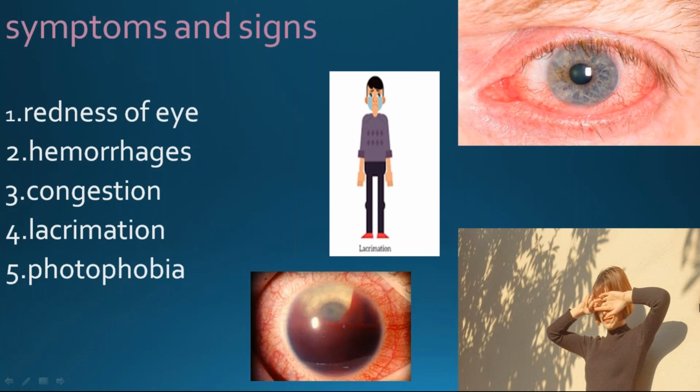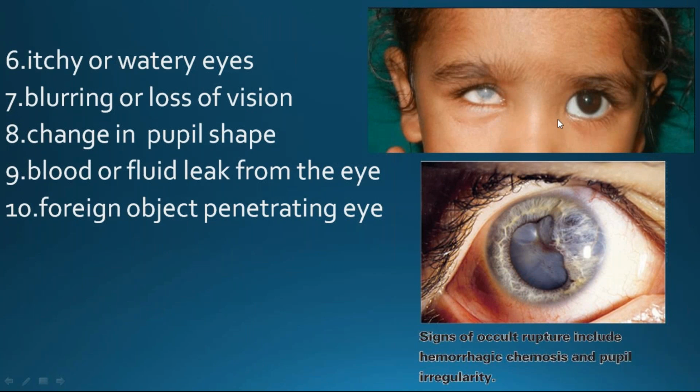This is hyphema. This is photophobia. This is lacrimation or watering. This is the congestion, conjunctival congestion. What is this one? Phthisis bulbi. You can see the difference between the size of the eye between this and this, right and left. The eyeball has shrunken, cornea is reduced in size. That is why it is called phthisis bulbi.